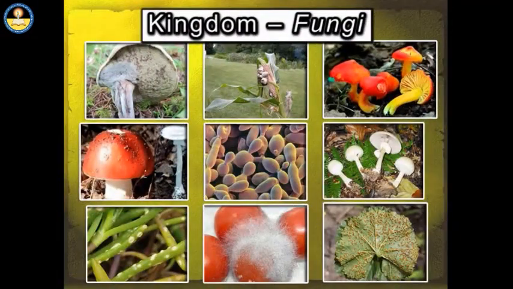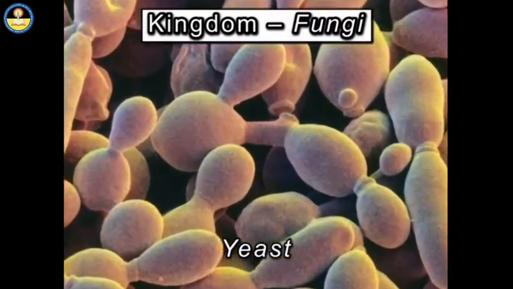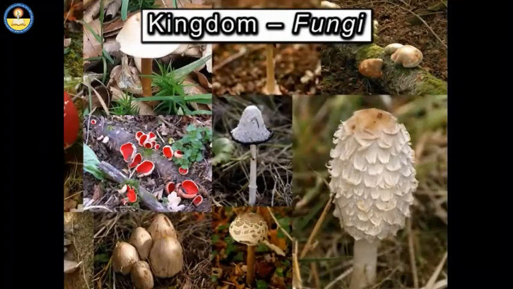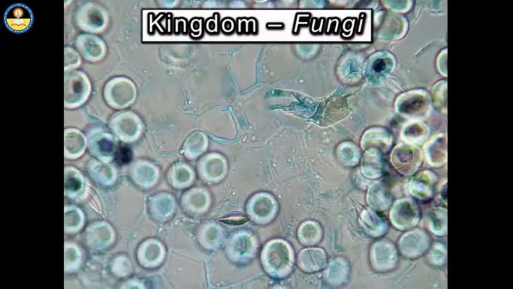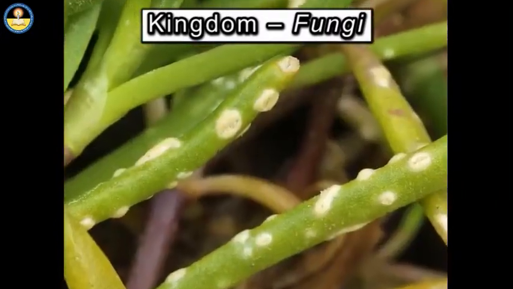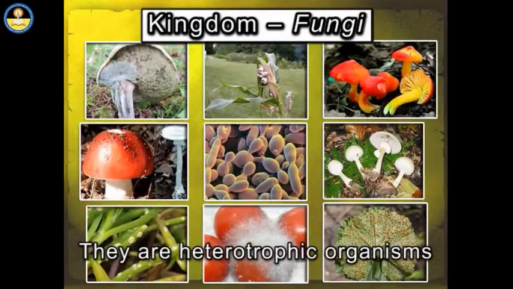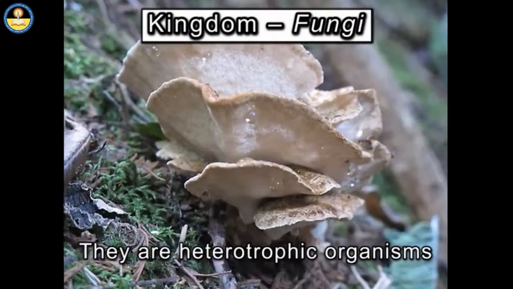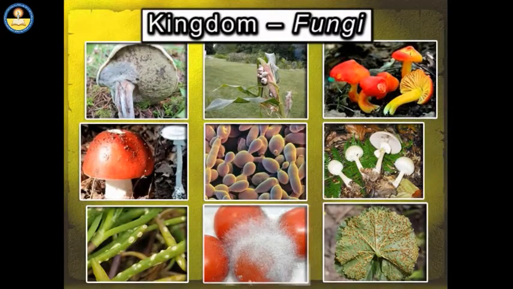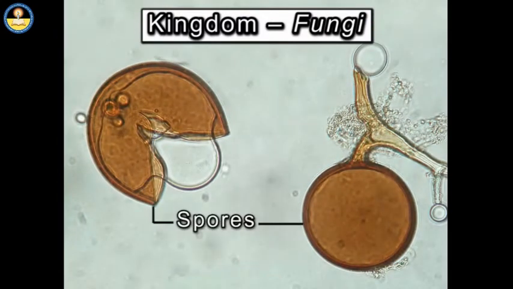Kingdom Fungi. The members of this kingdom are multicellular and non-photosynthetic. Yeast is the only unicellular member, the rest are multicellular. They live everywhere: air, water, soil, on land, or inside plants and animals. Fungi are heterotrophic organisms. They obtain their nutrients from organic matter or other living organisms by absorption. They reproduce by means of spores.